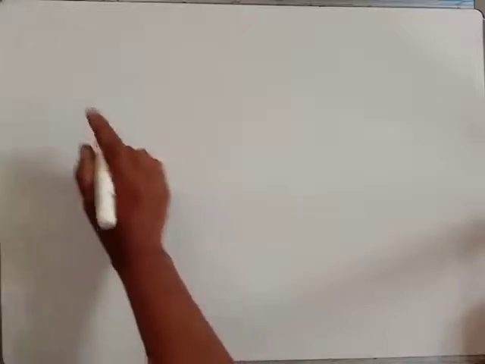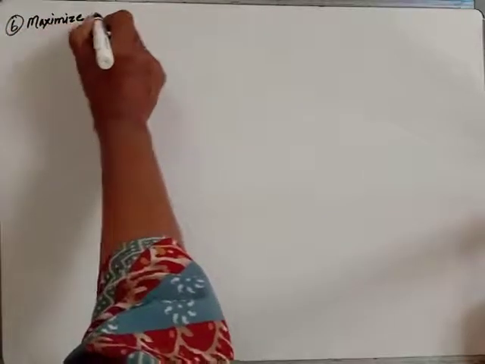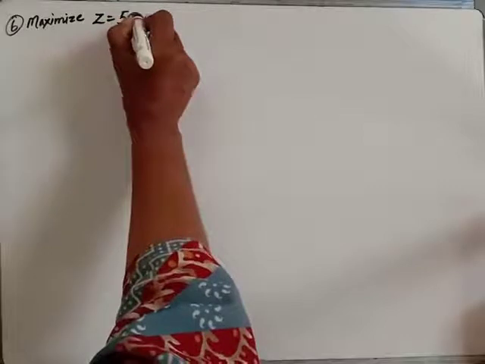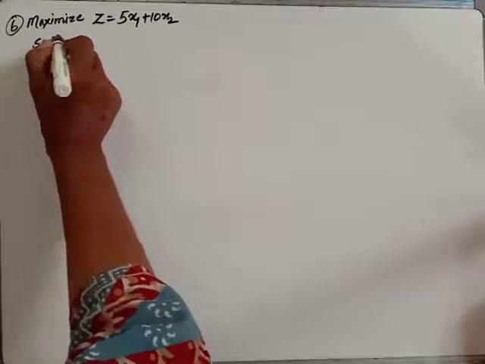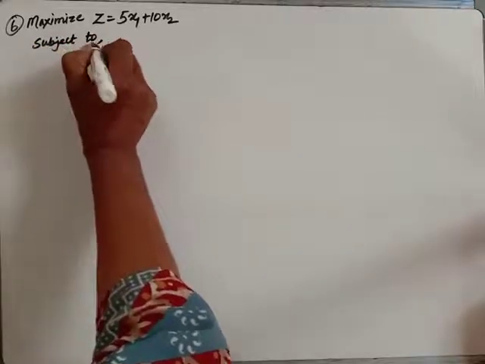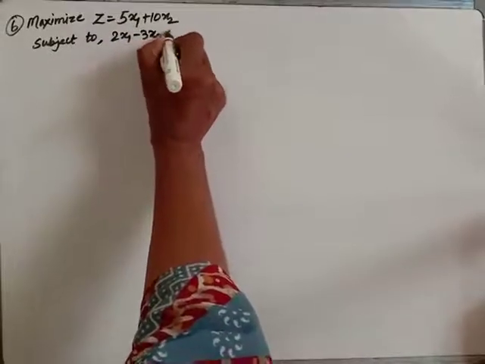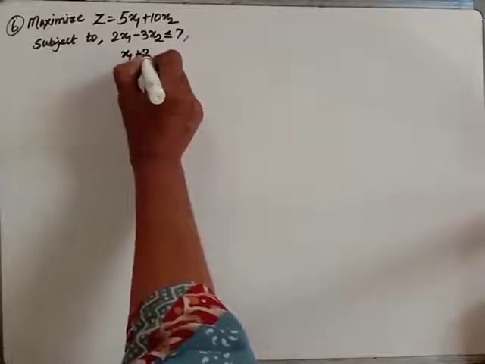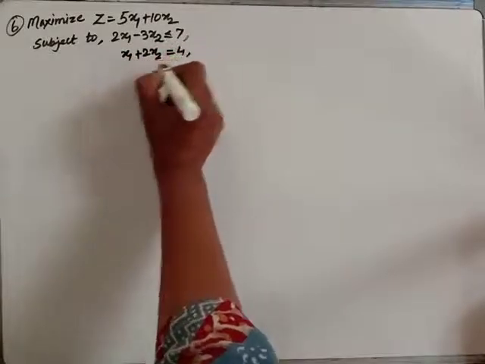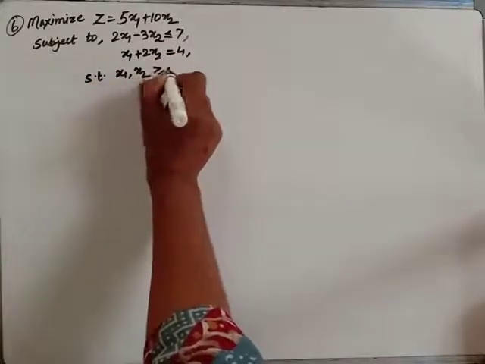Now let us solve one more problem of the same kind. Let it be B. Maximize z equal to 5x1 plus 10x2 subject to 2x1 minus 3x2 less equal 7. Then x1 plus 2x2 equal to 4. x1, x2 greater equal 0.